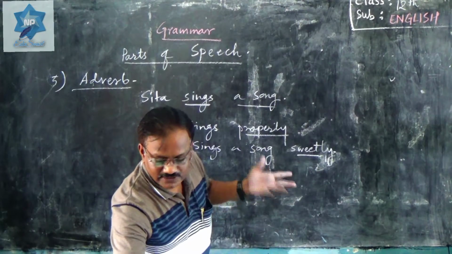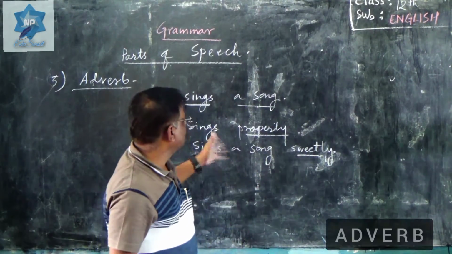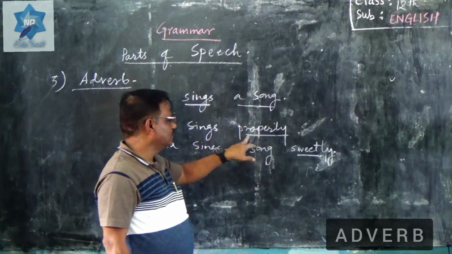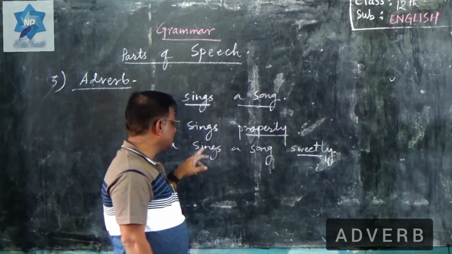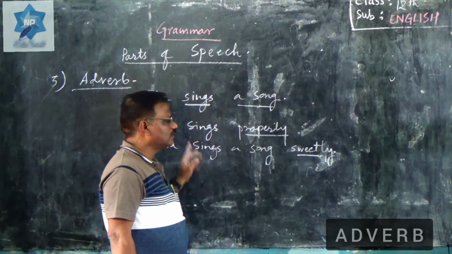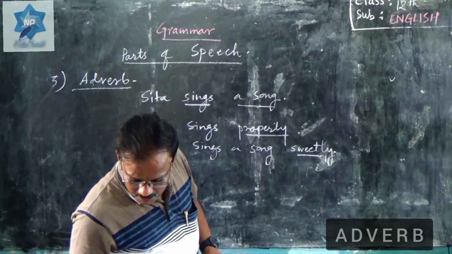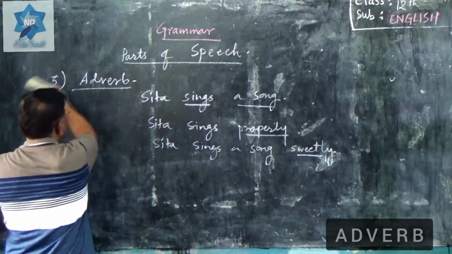Sometimes it will not. She is a good girl. There is an adjective, but good girl, goodly, that is not an adverb. Properly, sweetly. The word that modifies a verb we call an adverb. An adjective is a different thing. Now let's learn the next part of speech.